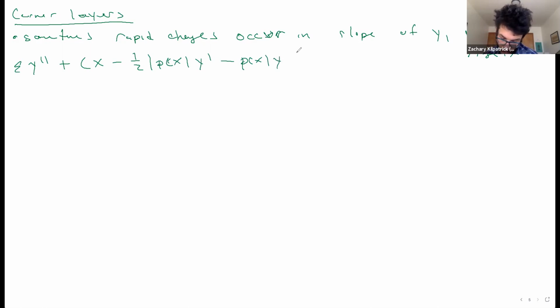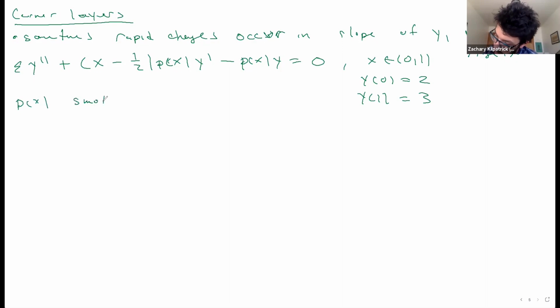And we're going to, okay, so we're gonna say this is equal to 0 here. X goes from 0 to 1. And let's actually specify specific boundary conditions. Okay. And we want that P of X is smooth and positive with P of 1/2 equal to 1.